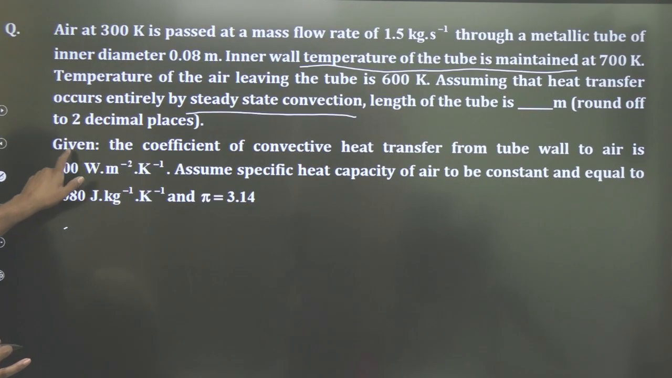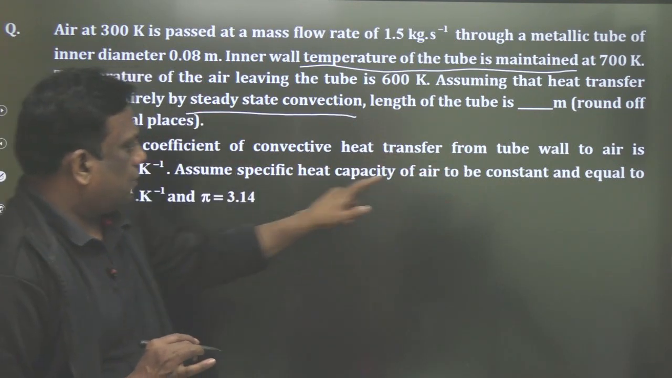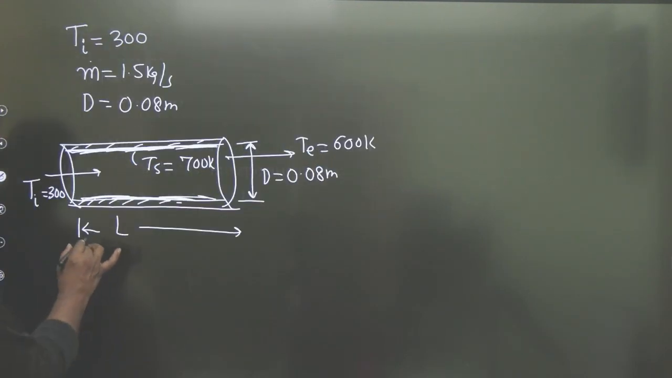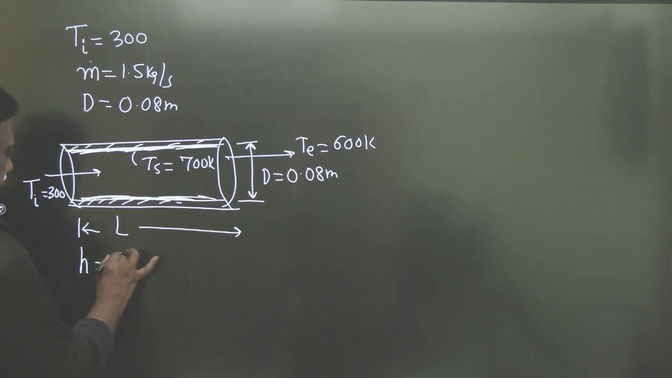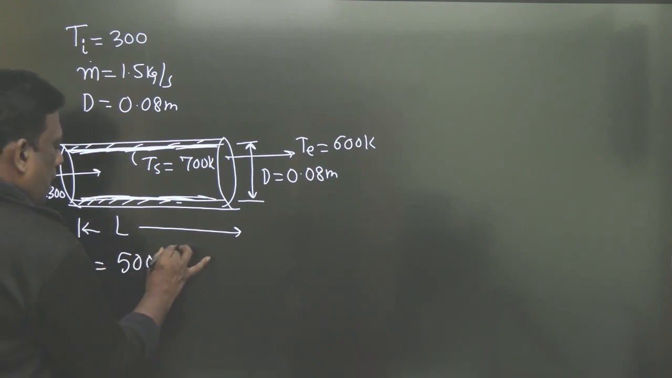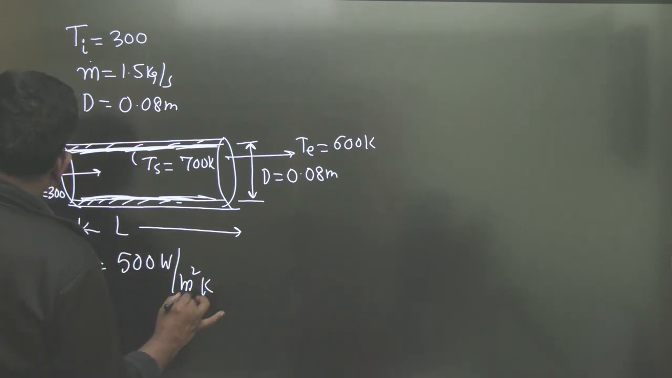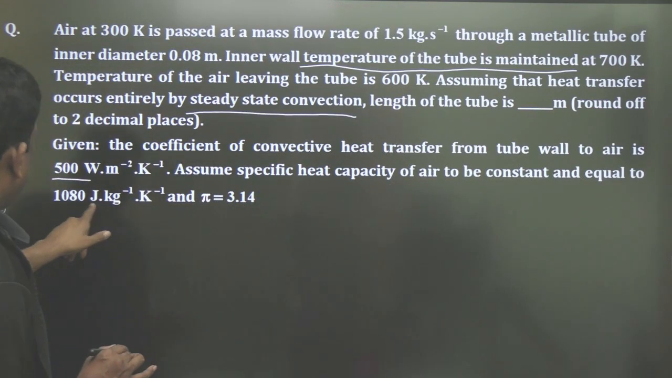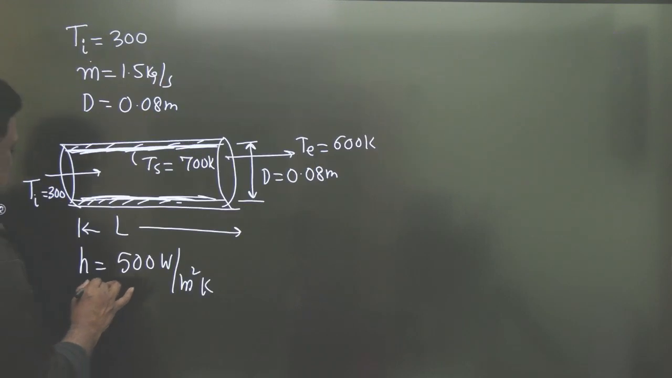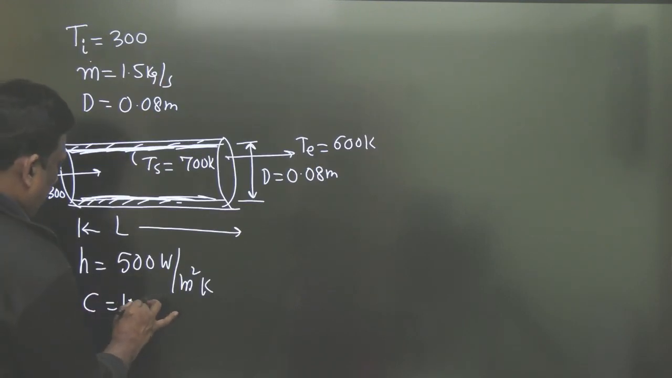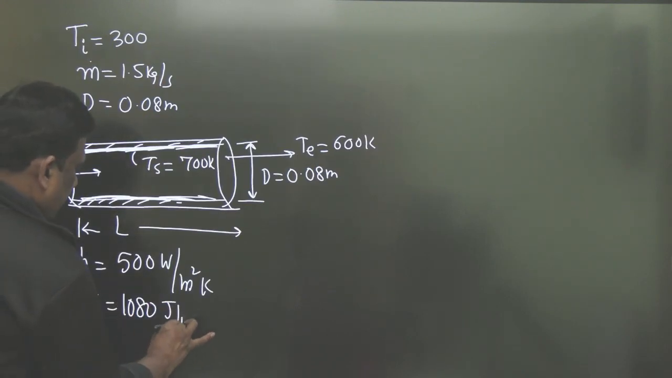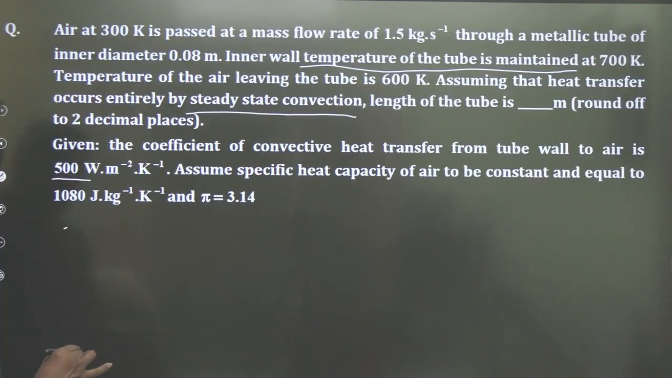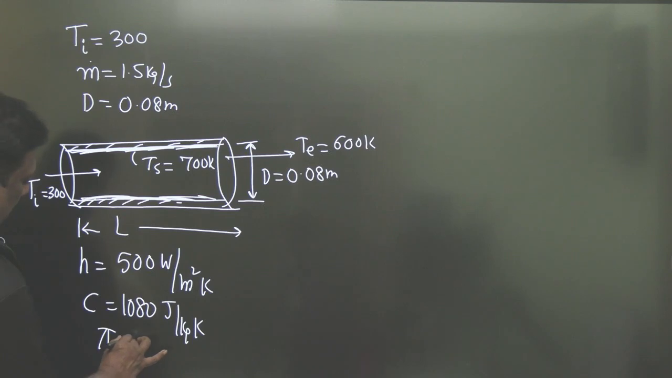What is the data? The convective heat transfer coefficient is 500 watt per meter squared Kelvin. Next, any other data? The specific heat of air is given as 1080 joule per kg per Kelvin. And any other data given? The value of pi, he is asking us to take it as 3.14.